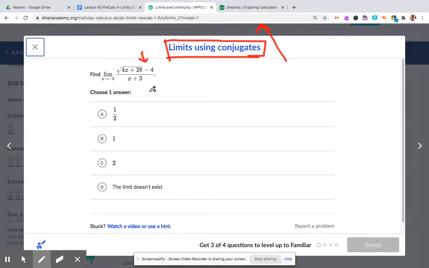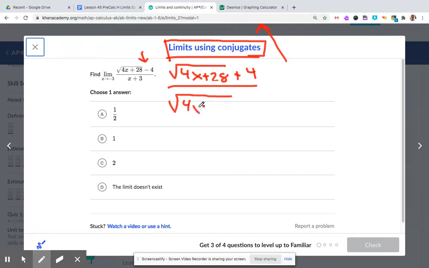So multiplying by the conjugate means I'm going to multiply top and bottom by square root 4x plus 28 plus 4. That's the conjugate idea. You just flip that middle sign right there. If that was a plus, I'd make this a minus. Since that's a minus, I make this a plus. And what you do on the top, you have to do on the bottom to keep the balance.